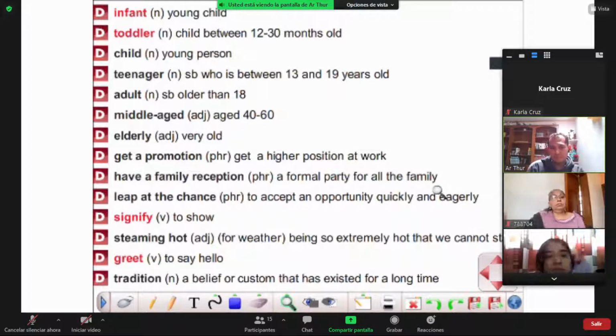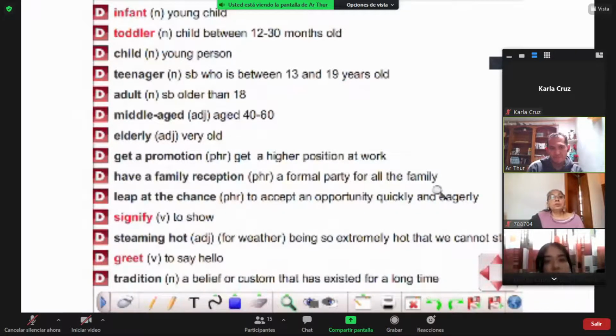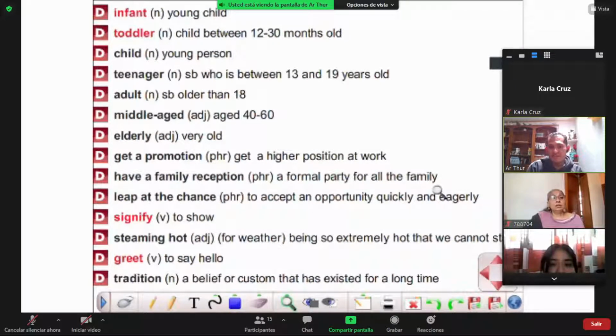Toddler, infancia temprana. Child, well, teenager, when you study in middle high school. Adult, when you become a firefighter or a mechanic. Middle-aged, es los famosos adultos jóvenes.